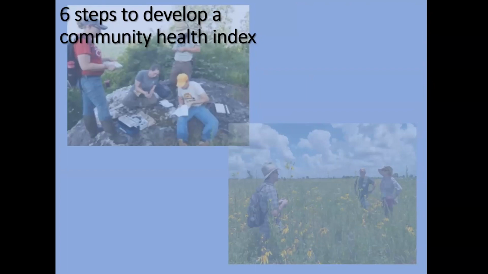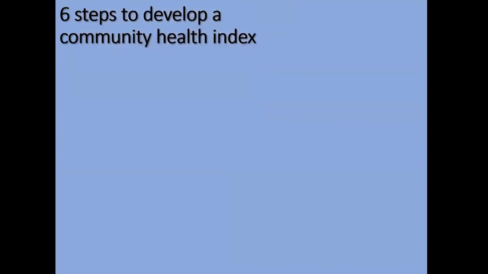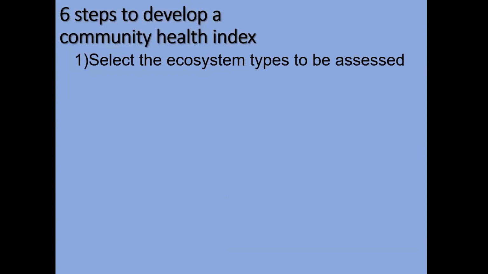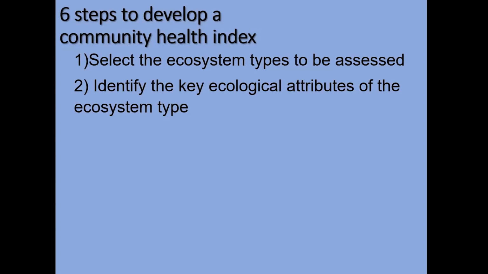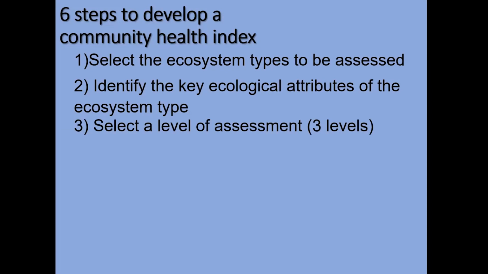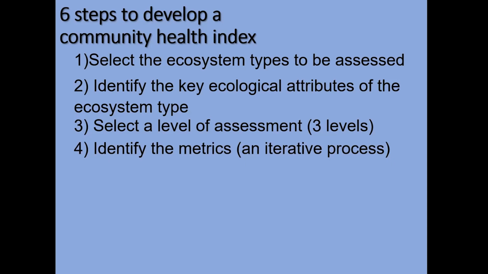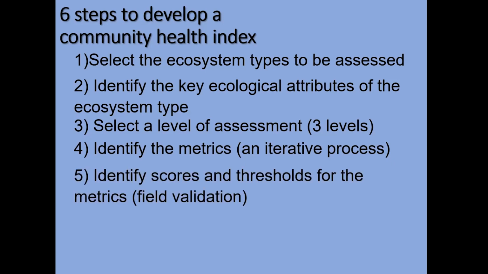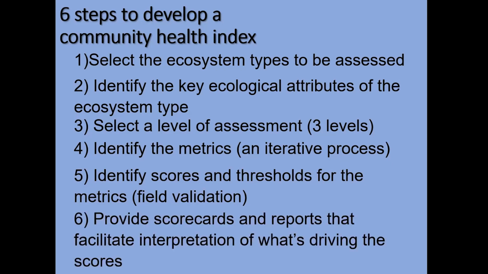So the 6 steps to develop a community health index. Number 1 is select the ecosystem type to be assessed. We need to identify the key ecological attributes of the ecosystem type. Select a level of assessment. There are 3 levels. I'll go over those in just a moment. Identify the metrics. Identify scores and thresholds for the metrics, and this includes field validation, and provide scorecards and reports that facilitate interpretation of what is driving the scores.